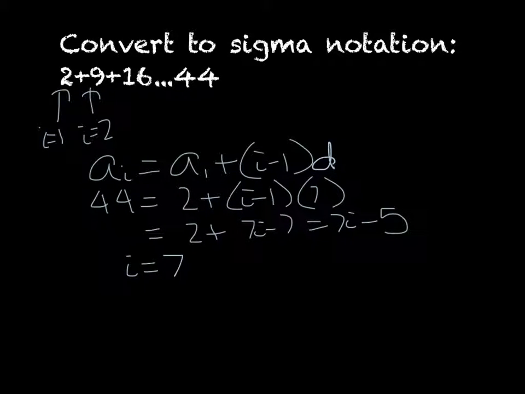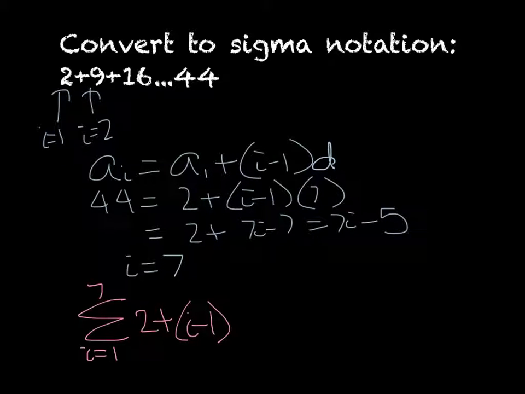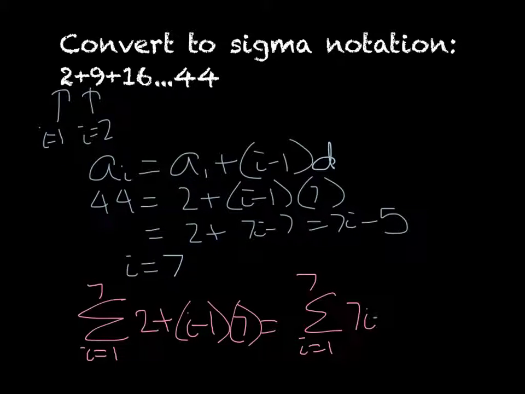And so now we can write our sigma notation. I starts from 1 and it goes to 7, and the formula is 2 plus I minus 1 times 7, or 7I minus 5.